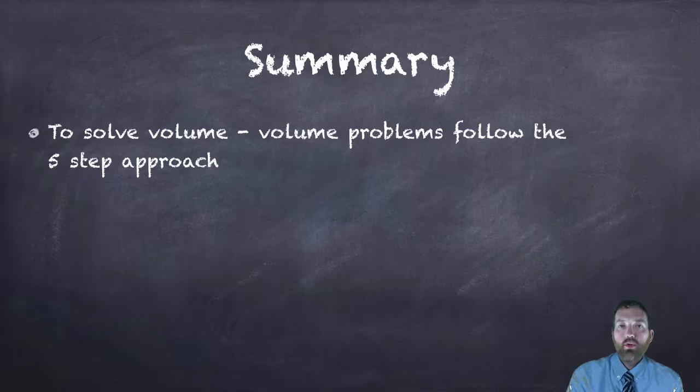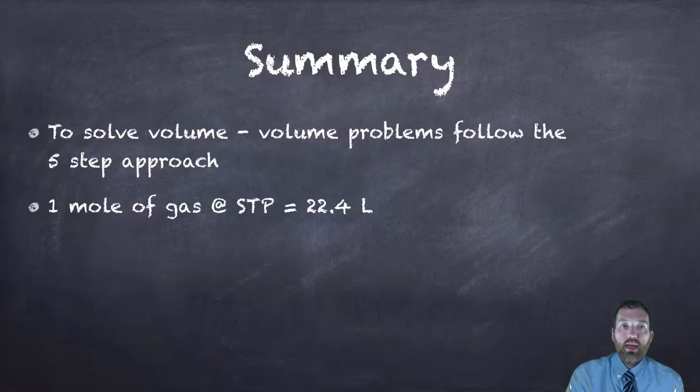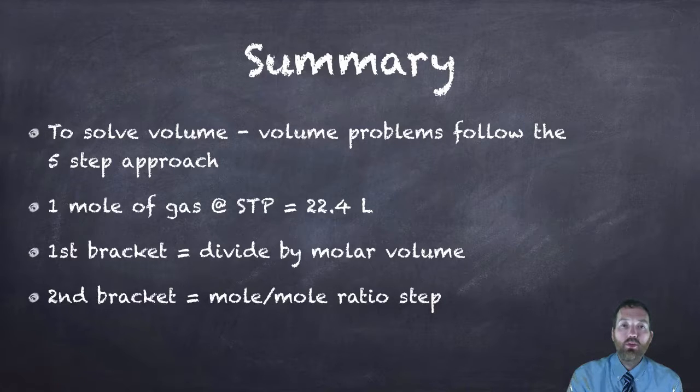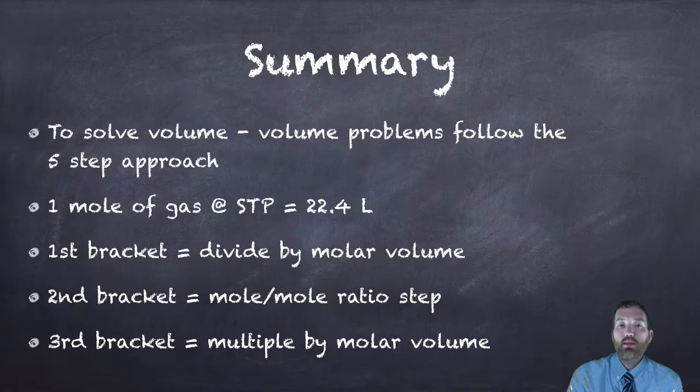So to solve a volume-volume problem, follow the 5-step approach that you do in any stoichiometric problem. Remember, 1 mole of a gas at STP is 22.4 liters. That only works if it's a gas and that gas is at STP, but it most likely will be for these types of problems. The first bracket in any volume-volume problem is to divide by the molar volume, divide by 22.4. The second bracket is to use your mole-mole ratio step, and the third bracket is to multiply by the molar volume. But again, if you want to skip the first and third bracket, you can. You can just multiply by the mole-mole ratio, and you'll get the answer right.